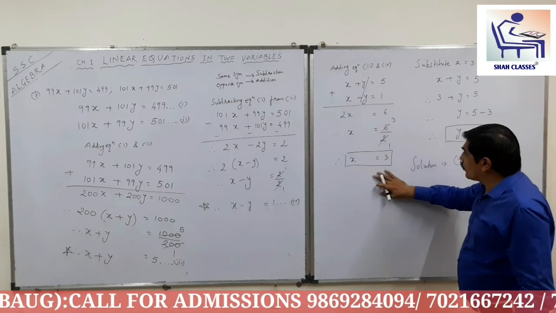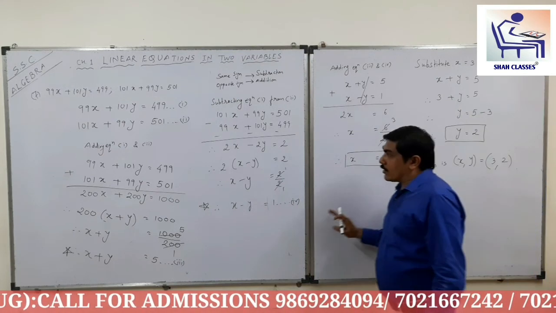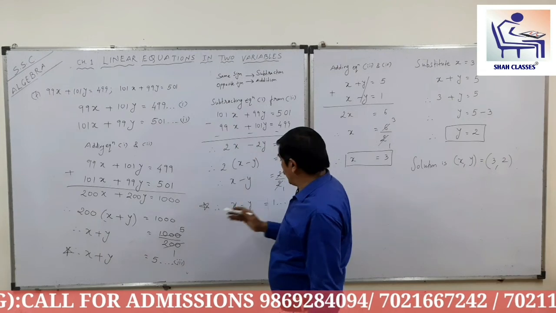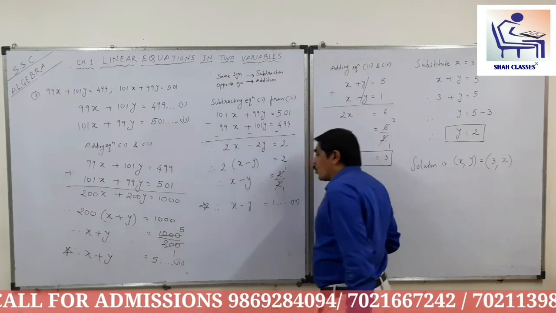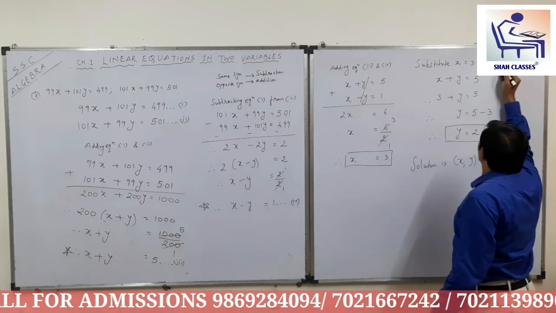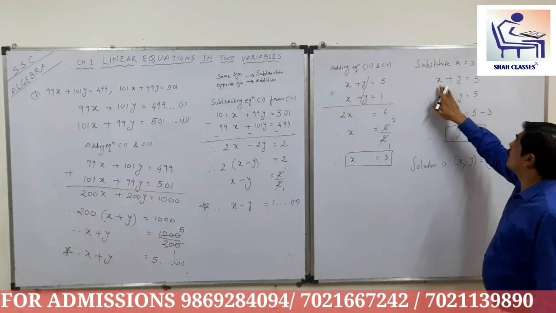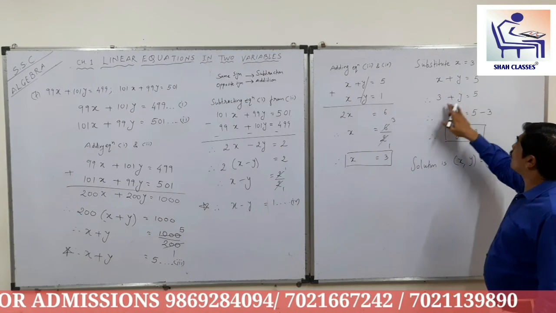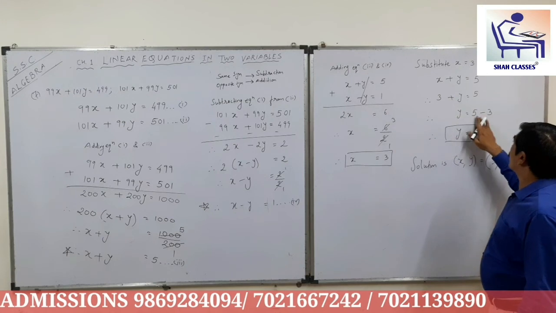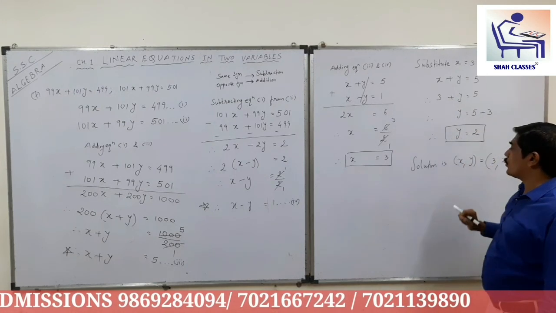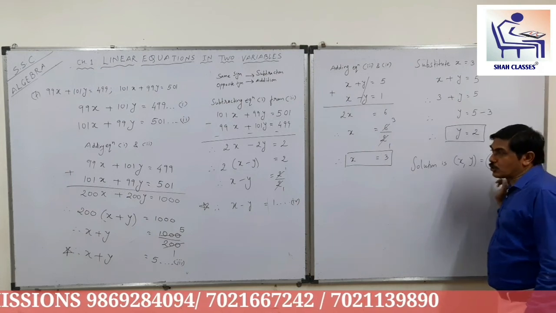Now substitute this value in any of the equations, either equation 1, 2, 3, or 4. But 3 is the easier one. So substitute x is equal to 3 in equation 3. So x plus y is equal to 5, so 3 plus y is equal to 5. y is equal to 5 minus 3. y is equal to 2. So the solution is (x, y) equal to (3, 2).